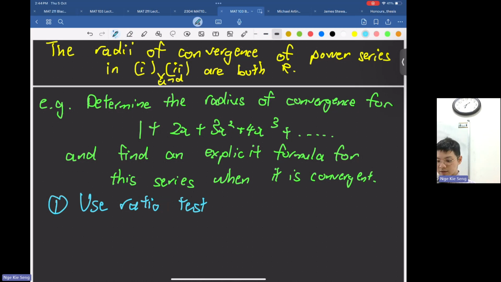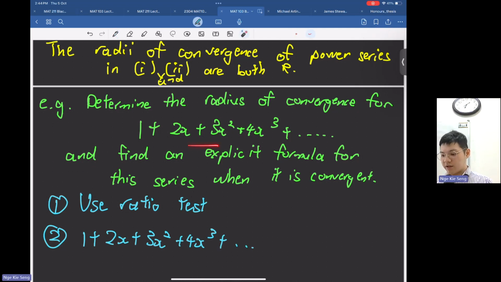In this case, we will use a more advanced tool, which is the theorem just now, and relate back to what we know. What have we done? Note that this series is a bit awkward. You attach 1 here, but you attach 2 to x, where the power of x is 1. Then you attach 3 to degree 2, and 4 to degree 3. Seems like they are off by 1.